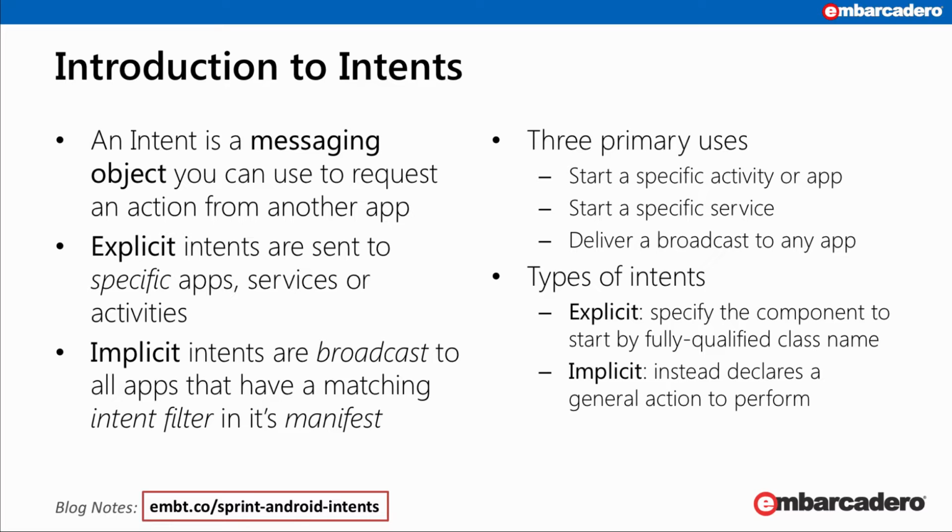So there's two different types of intents: explicit and implicit. Explicit intents are sent to specific apps or services or activities. So when you want to send it to just this one specific activity, use an explicit intent. An implicit intent is used to broadcast to all apps that have a matching intent filter in its manifest. So in the activity, you set up a manifest intent filter that says, if there's an implicit intent that matches this filter, let me know how to deal with it.